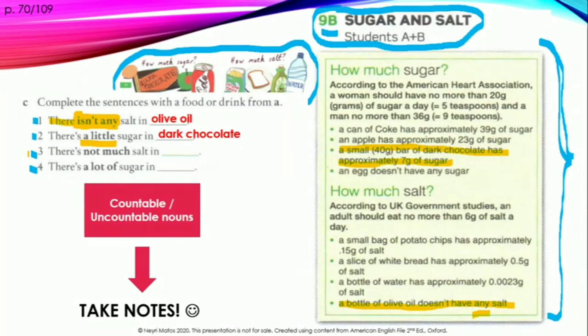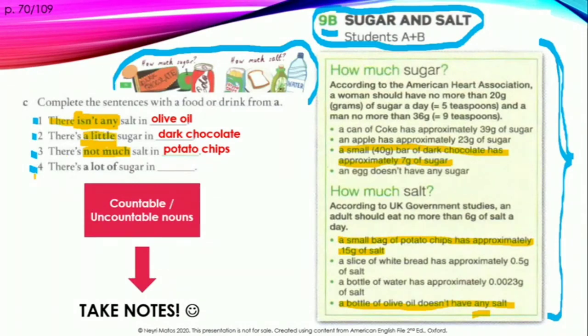And number 3, let's see. There is not much salt in. What's the food with not much salt? That is potato chips, right? Here you say a small bag of potato chips has approximately 0.15 gram of salt. So that is almost nothing. That's why we say not much, right? Because the quantity is not big. Actually, the quantity is very small, right?